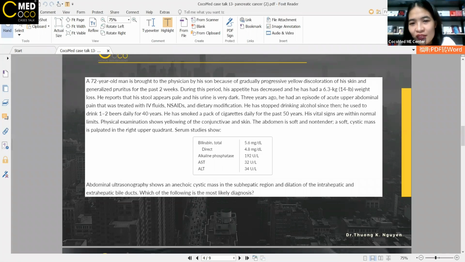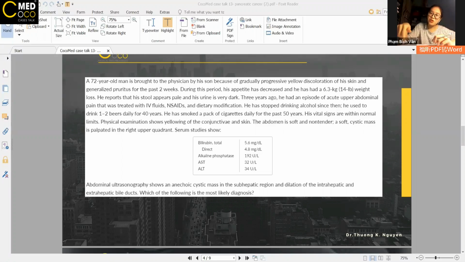Okay. So what is the meaning of the dilated intra and extrahepatic? Well, I think that there is an obstruction. Where is the obstruction? Outside the liver. Yeah. Now, we call it biliary tract obstruction. Yeah, we can say biliary tract obstruction.